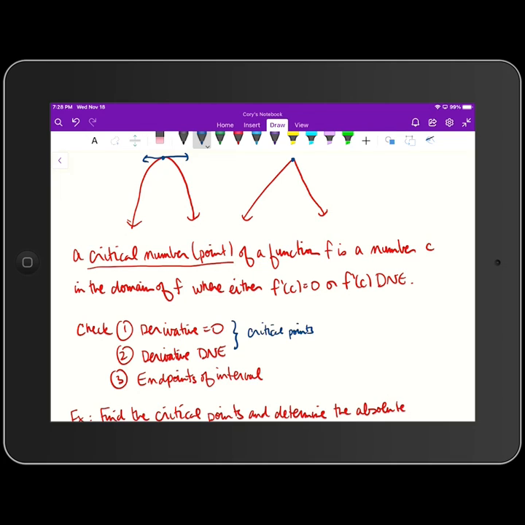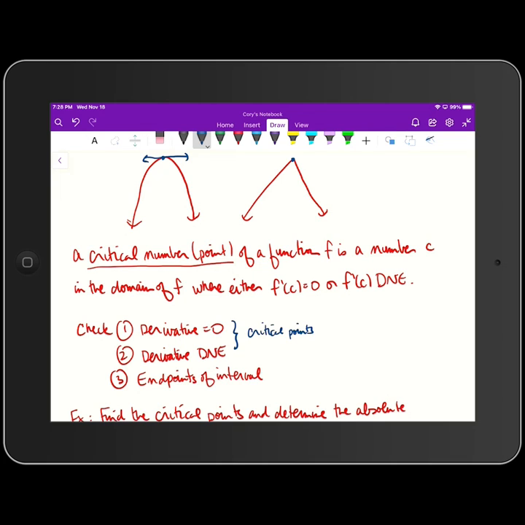So when it comes to finding absolute mins and absolute maxes of a function on a closed interval, you have to check 3 things. Number 1, you have to check where the derivative is equal to 0.